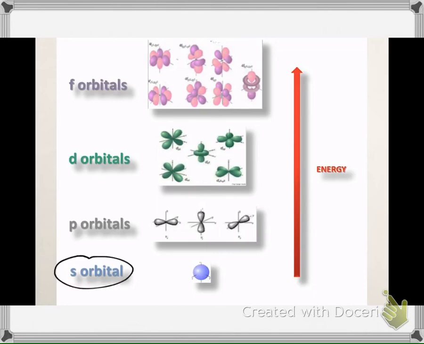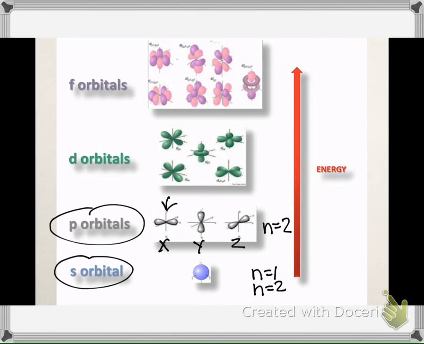The s orbital is always your most basic orbital, and energy level 1 only has an s orbital, okay? Energy level 2 has an s orbital, and then energy level 2 also has the 3 p orbitals. Now, why is there 3 of them? Because a p orbital can rest on 3 different axes: your x-plane, your y-plane, and your z-plane. So you've got electrons in this one, electrons in this one, and electrons in this one.